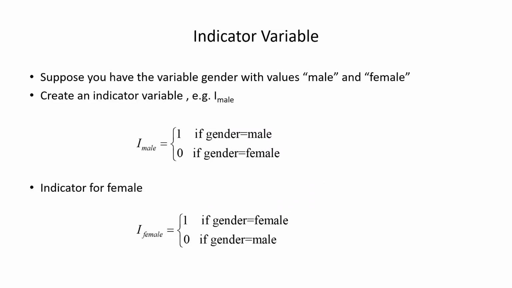We will now look at indicator variables for categorical variables with just two categories. The canonical example may be gender with the values male and female. And so we can create two indicator variables. One, an indicator for male, where the variable takes the value 1 if the gender is equal to male and 0 if equal to female. And the same in reverse for female.